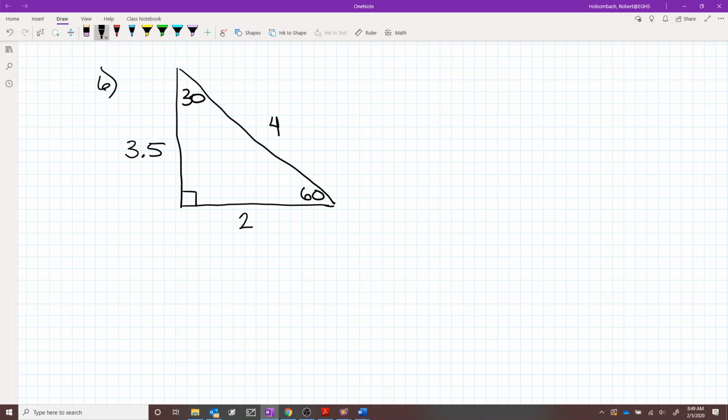The question is to find the perimeter of the triangle. So based on the hypotenuse, you could find the short leg and the long leg, and then you're just going to add those 3 together. So the perimeter is equal to the 3.5 plus the 2 plus the 4. So the perimeter here equals 9.5.